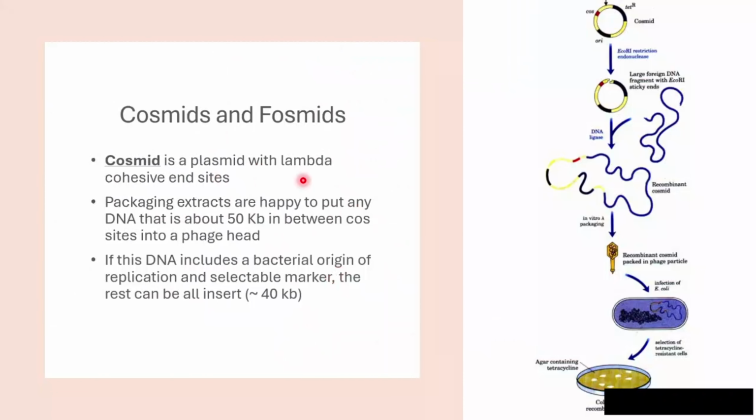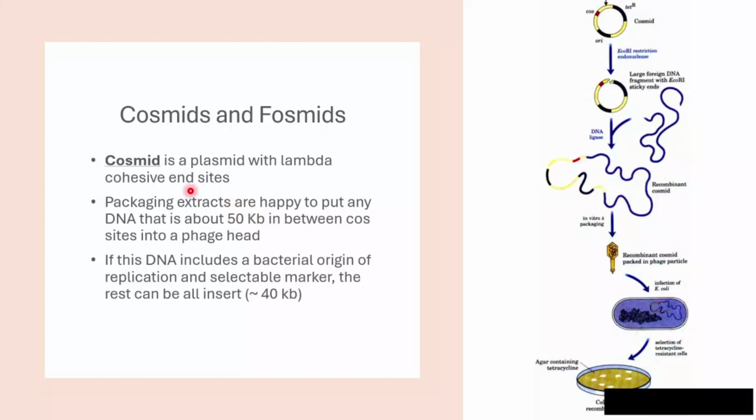The next methods that exist are cosmids and phosmids. These are different vectors. Cosmid is a mixed word of plasmid and cohesive sites. You take the plasmid that we learned previously and add to it these cohesive sites at the end. This allows it to be linear and circular, and then you can add DNA to it and package it inside the lambda phage.